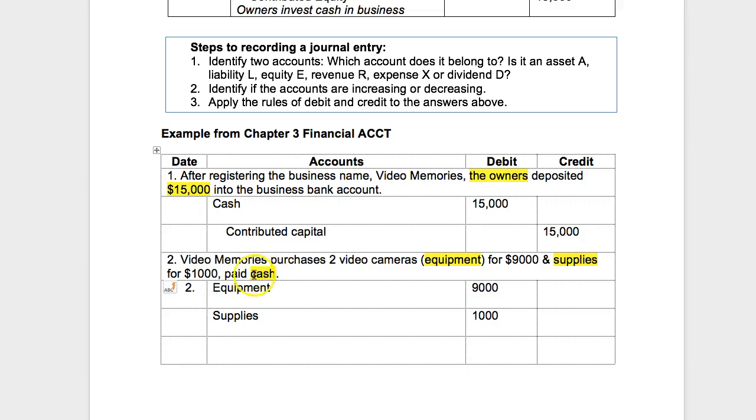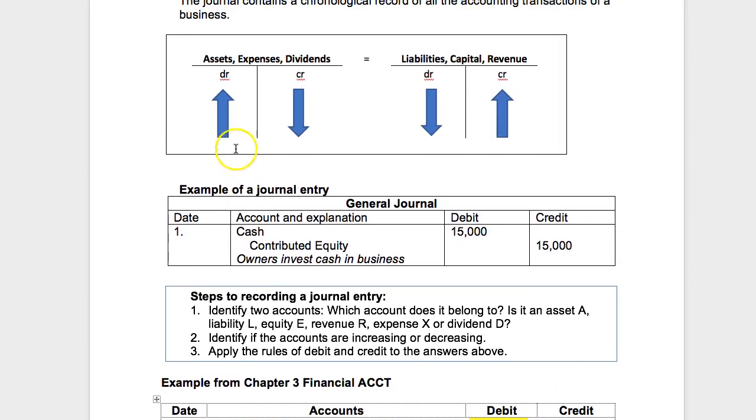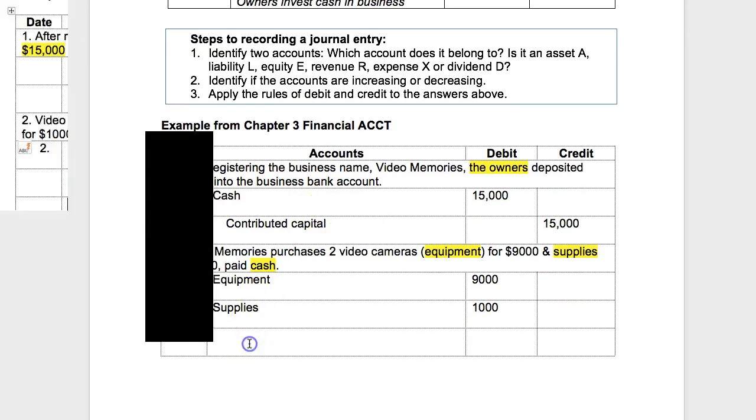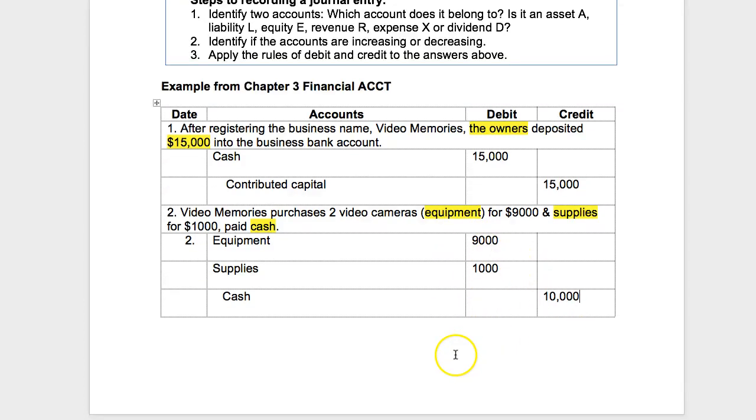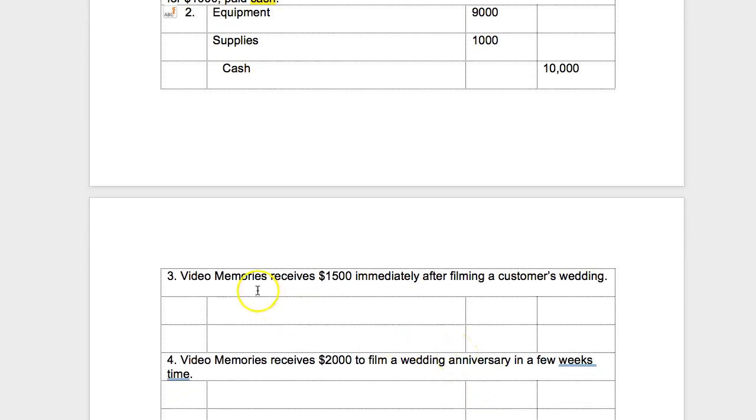Now we look at the cash. It says paid cash. Okay, if you pay cash, which is an asset, this asset is decreasing. So have a look up here. When an asset decreases, this is recorded as a credit. So underneath my 2 debits, I'm going to put cash and I'm going to add up the total and put $10,000. So even though I have 2 debits, the total for those 2 debits has to equal the total for my credits. Okay, next one.